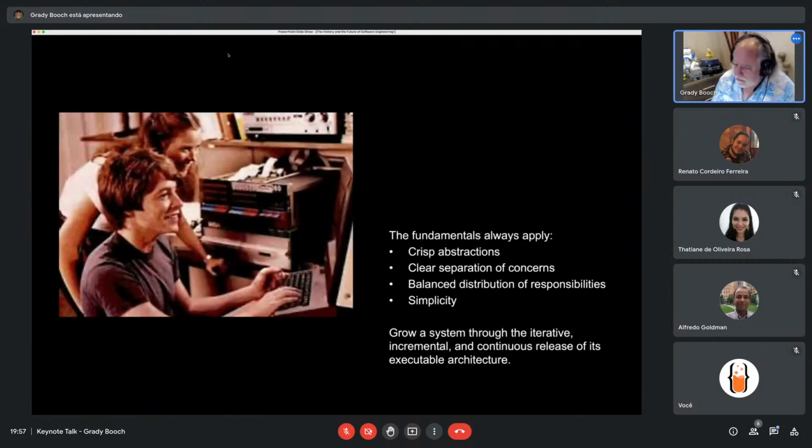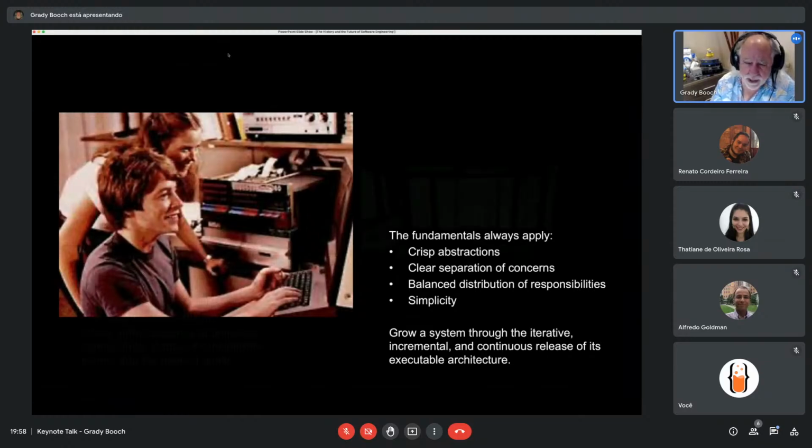That being said, the fundamentals always apply. There's a whole other talk I could give you on software architecture, but this is the essence of it. You try to build systems that have crisp abstractions, a clear separation of concerns, a balanced distribution of responsibility, and simplicity. And the process is just this. This is the essence of the agile process. You grow a system through the iterative, incremental, and continuous release of its executable architecture. That's continuous integration, continuous deployment, continuous architecture. That's the essence of what we do.